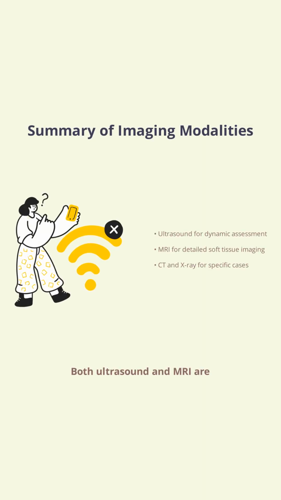Both ultrasound and MRI are essential tools for assessing wrist tendons. Ultrasound excels in dynamic, real-time evaluation and is widely available, while MRI offers superior soft tissue contrast and is the reference standard for many tendon pathologies. Dual-energy CT and radiographs have specific roles in certain conditions like gout and calcific tendinitis. Choosing the right imaging modality depends on the clinical question and suspected pathology.